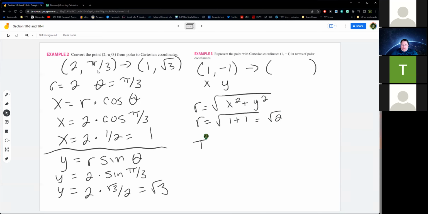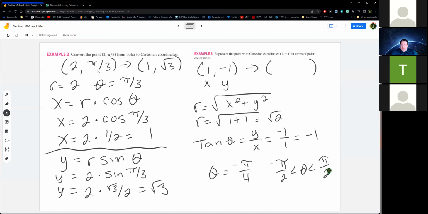And now I'm going to do my tangent of theta equals y over x, which is -1/1, which is just -1. And tangent of theta, when you get -1, ends up being 7 pi over 4. So actually, I'm going to take that back. It's going to be -pi over 4. Because remember, for tangent, the domain, when you're looking at tangent to make it an angle, is -pi over 2 to pi over 2. So that's going to give you the whole function there.